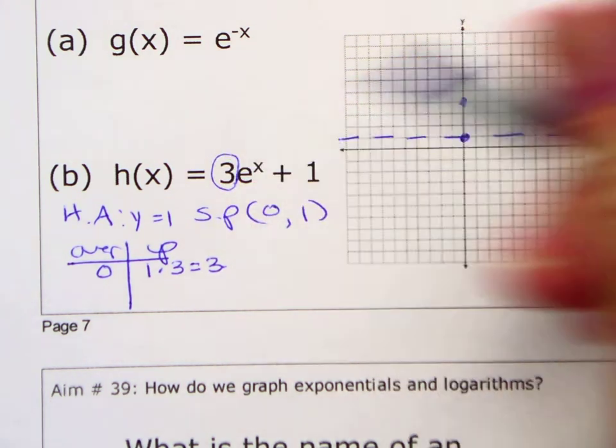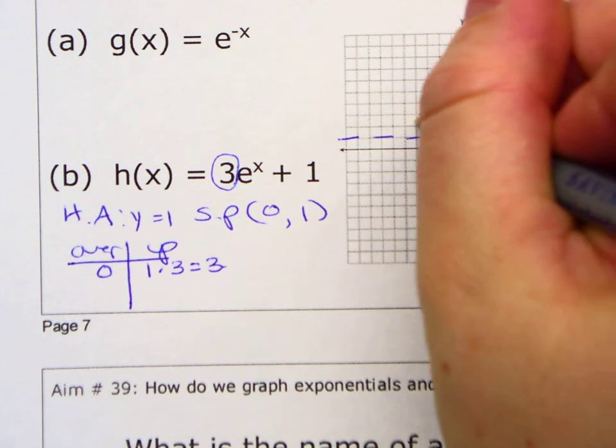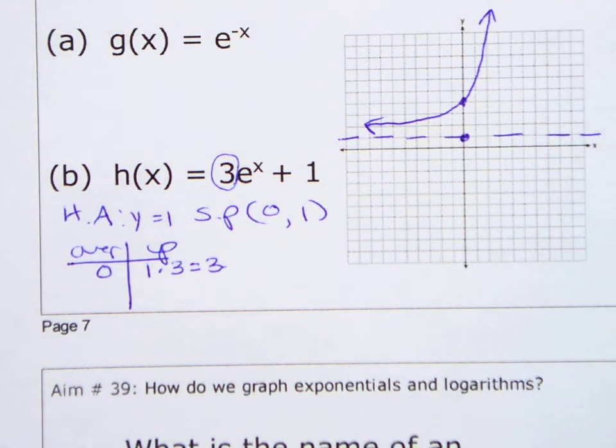The number in front of the exponential, remember, makes it go faster up. Right, so it looks like that. It kind of expands faster. That's the only difference. Okay, and we're done. All right, so that's the first half of the lesson. You ready for the second half? All right, no? Too bad.